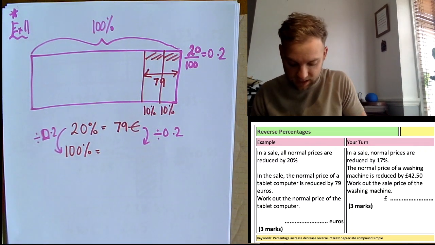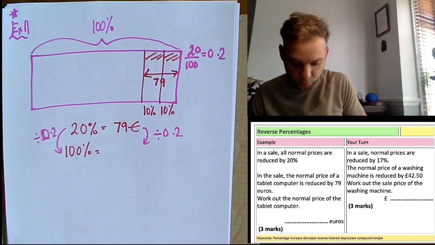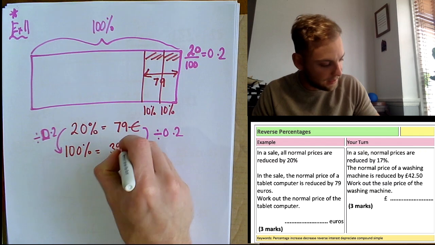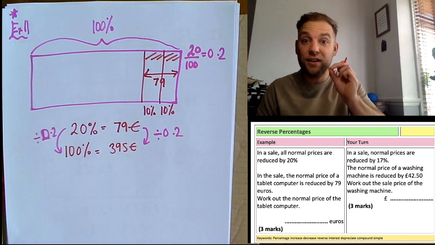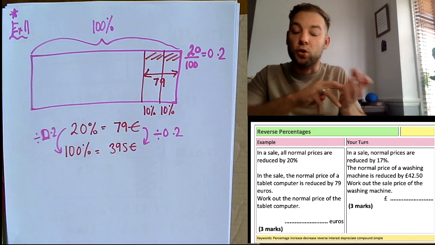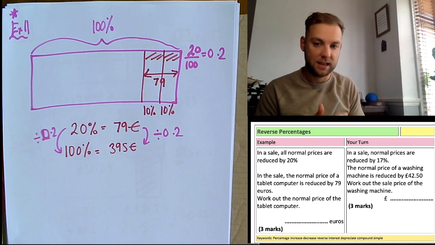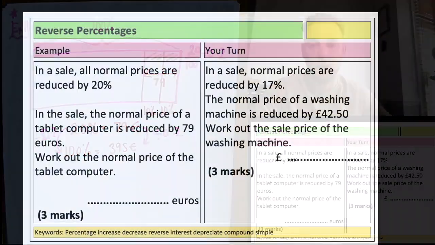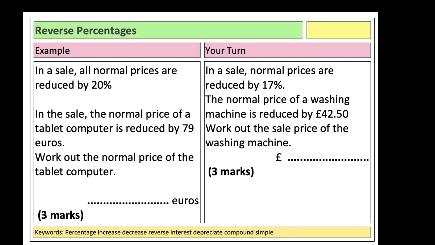And then 79 divided by 0.2 is equal to €395. Very, very subtly different. Okay, it's saying what the reduction's worth, not what the new price is. Okay, so have a little go at that question on the right. Okay, pause now and have a little go at that one yourself.